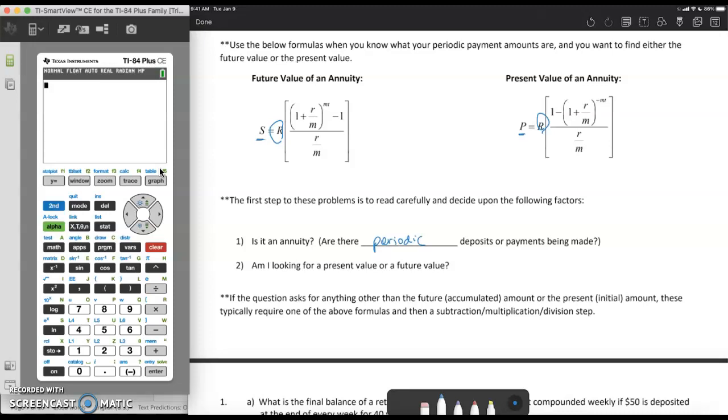And these really are different formulas, because notice the P and the S are not both in there together, so you can't just rewrite one in terms of the other one. These really are different formulas. And then if the question asks you for anything other than the future amount or the present amount, then you will require one of these formulas and then a separate subtraction, multiplication, or division step. These formulas just tell you either the future or the present. If they want to know something else besides that, then you'll probably have at least one or two more steps to take after that.